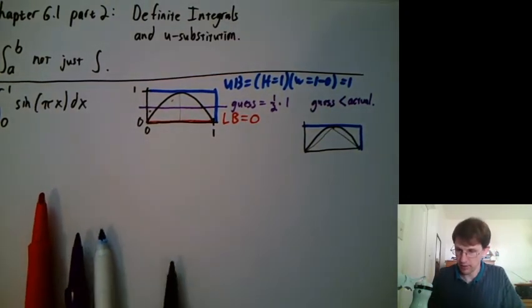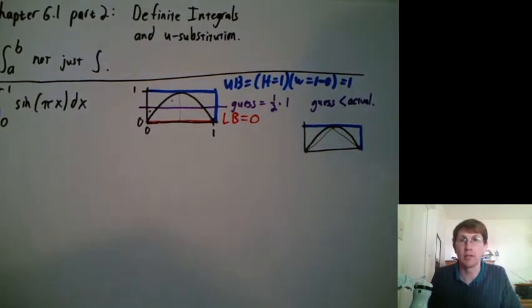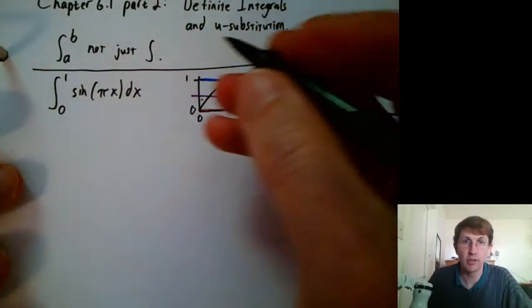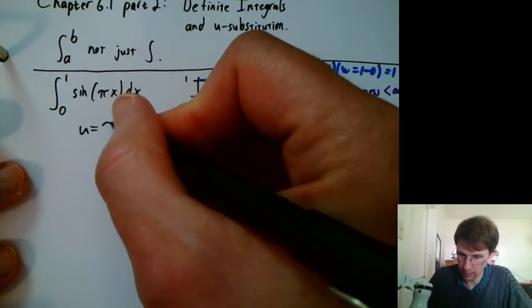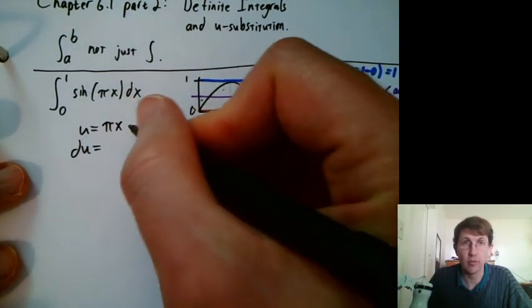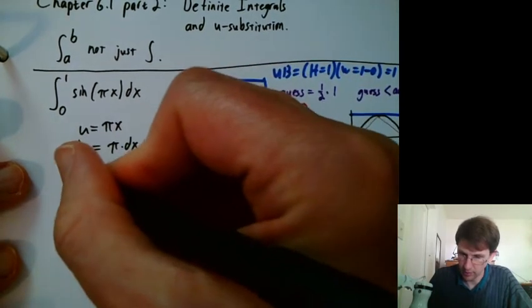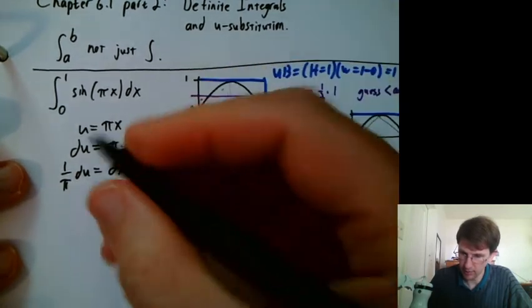So that's fun, right? How should we take this integral? Well, we're in the U-substitution chapter, so I'm going to say U-substitution. What would you say for U? How about pi x? du equals derivative of pi x times dx, which is just pi dx. So 1 over pi du equals dx.